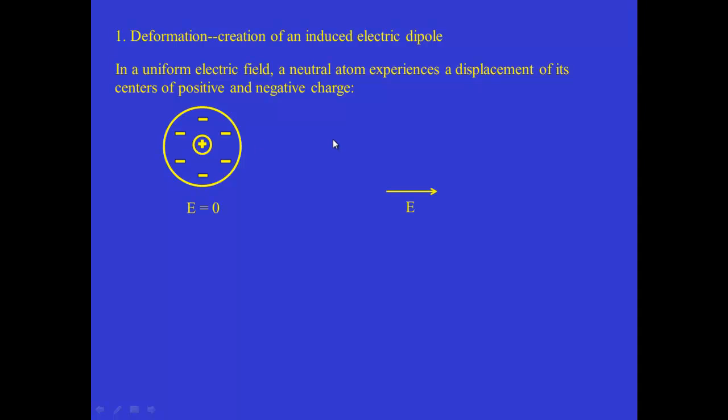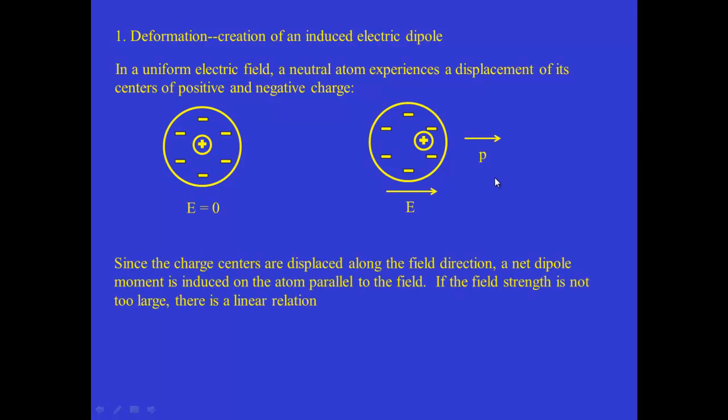However, when we apply a field, we can think of the centers of charge being displaced from one another, so that here the center of negative charge is still the center of this sphere, whereas the center of positive charge, in other words the nucleus of the atom, has been shifted. And I've greatly exaggerated the effect here just so that you can see it. This results, of course, since now there is a separation of charge, in a net dipole moment for the atom. And since the charge centers are displaced along the field direction, that is the direction of the dipole moment that's induced, parallel to the field.